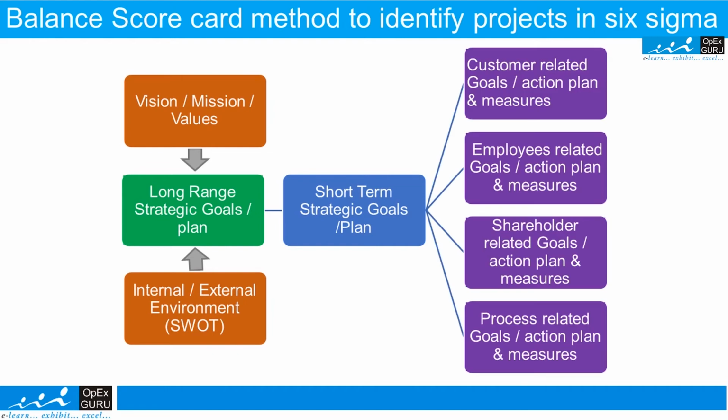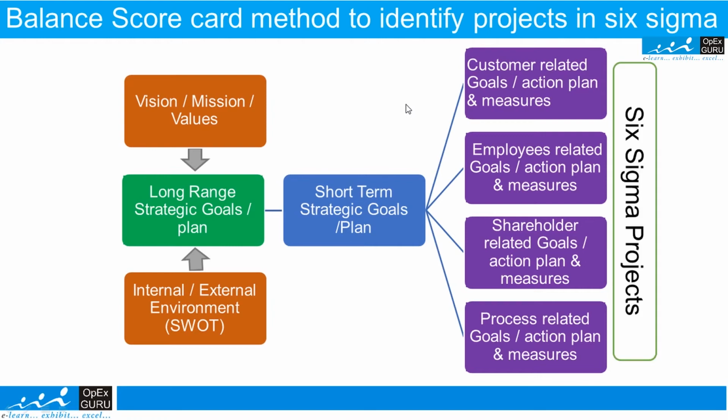In this kind of scenario, the organization not only identifies projects from the financial perspective, but from 4 different aspects. The 4 different aspects are: customer related goals and measures, employee related goals and measures, shareholder related goals and measures, and process related goals and measures. So in each of these categories they try to identify Six Sigma projects, not only from the financial perspective. So these could be probable Six Sigma projects.